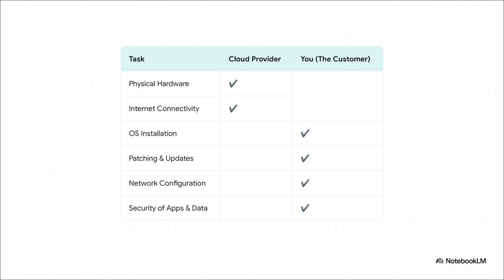And you can see that split pretty clearly here. The provider handles the physical metal and the internet pipes, but everything else, that's on you. Installing the operating system, patching it, all your network rules, and the security of your actual applications and data, it really is your house, which means you're the one who has to remember to lock the doors.